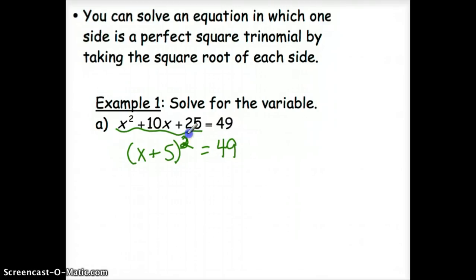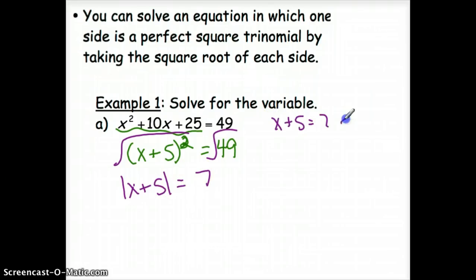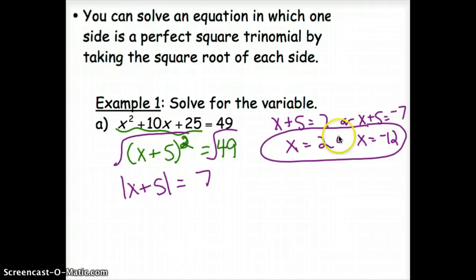So if I'm going to solve this, again, I'm going to take the square root of both sides. I get the absolute value of x plus 5 equals 7. Therefore, x plus 5 must equal 7, or x plus 5 could equal negative 7. Solving each one out, here we get x equals 2, and here we get x equals negative 12. Okay, and you would check those to see if they're right, but we're definitely going to run out of time if I check everything. All right.